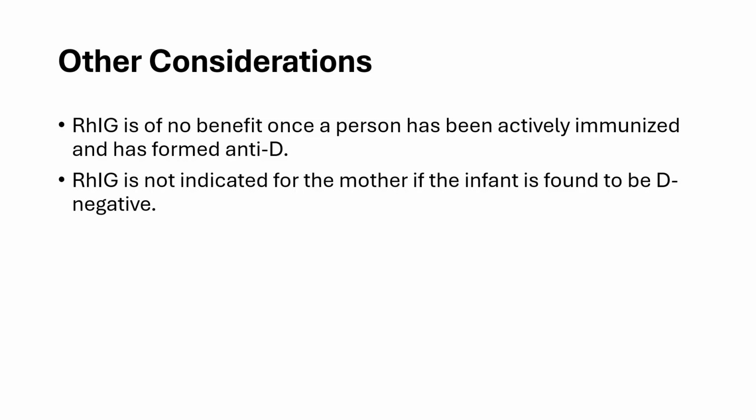So with RIG, there are some limitations. There is no benefit after active immunization. RIG is designed to prevent the formation of anti-D antibodies by the immune system. However, once a person has already been actively immunized, meaning their immune system has produced anti-D antibodies in response to exposure to Rh-positive red blood cells, RIG administration no longer provides any protective effect. At this stage, the immune system is already sensitized and will respond to Rh-positive cells regardless of RIG.